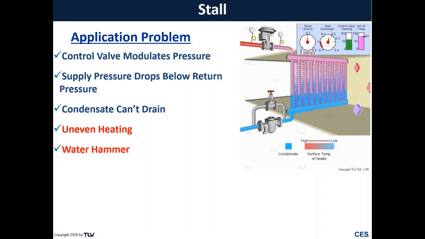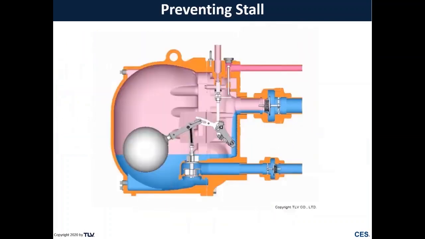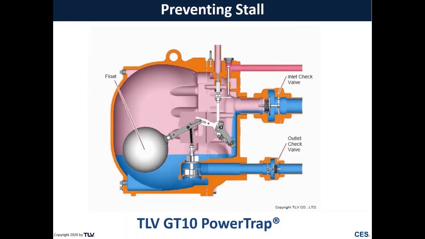So the next question is, what do I do about this? How do I overcome a negative pressure differential when this occurs? Well, you need more than a steam trap. So we have a steam trap and steam motive pump combination here.